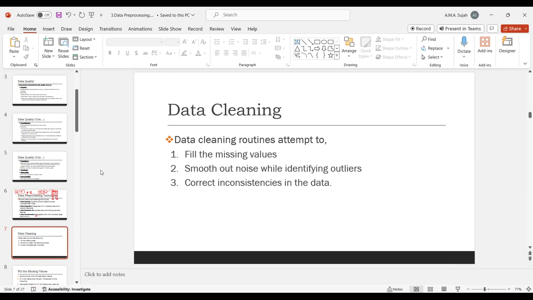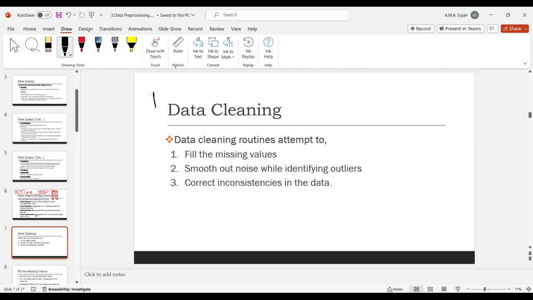Data cleaning is one of the major parts of pre-processing. It contains three major functionalities: fill the missing values, and smooth the noisy values. To smooth the noisy values, you need to know the knowledge of Q1, Q2, Q3 quartiles. Based on Q1, Q2, Q3, we can find the outlier values. We can call them outliers or noisy data; both are synonyms with the same meaning.